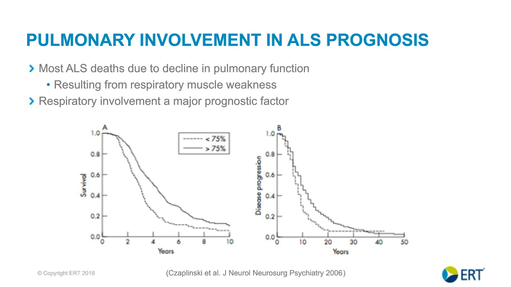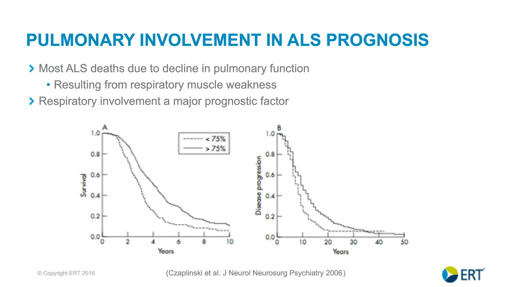One group of patients had a vital capacity of less than 75% of the predicted value, so the lung volume was decreased already by more than 25%. And the other group had relatively preserved or near normal pulmonary function. And you can clearly see that those patients with loss of lung function had a higher likelihood of dying, so survival was much worse, but also had a much higher likelihood of disease progression. So measuring pulmonary function is very important in ALS.